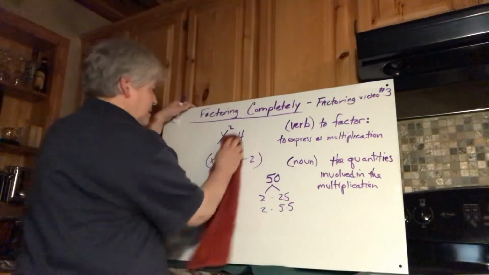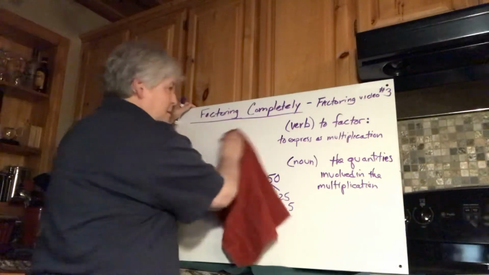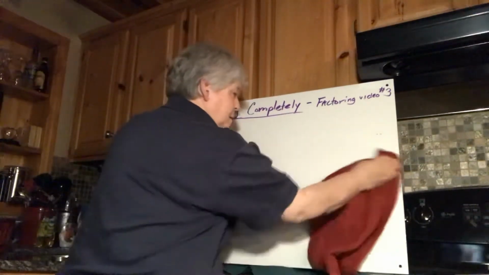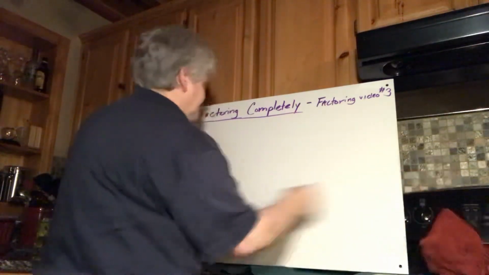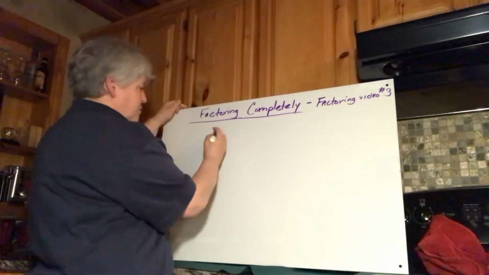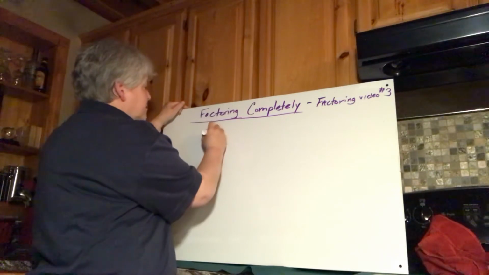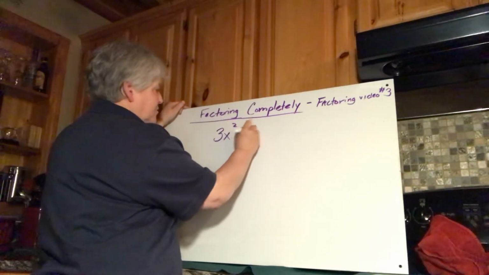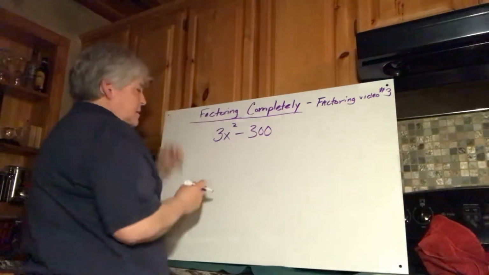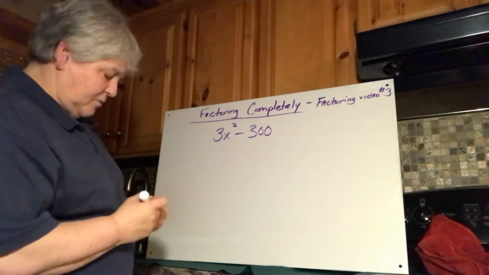So let me grab my pen and let me put down here's my first example, something like 3x squared minus 300. So 3x squared minus 300.